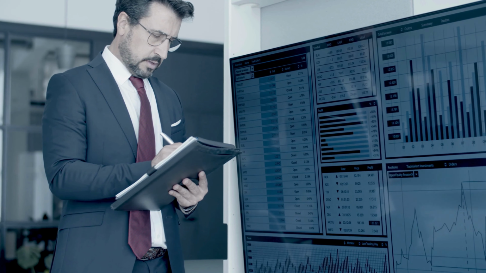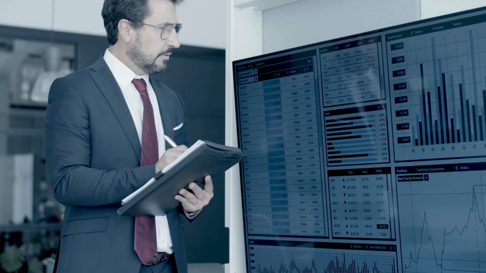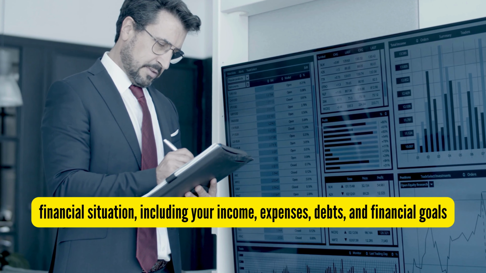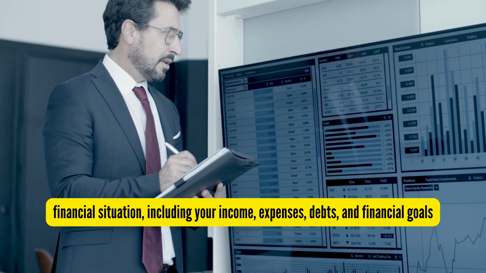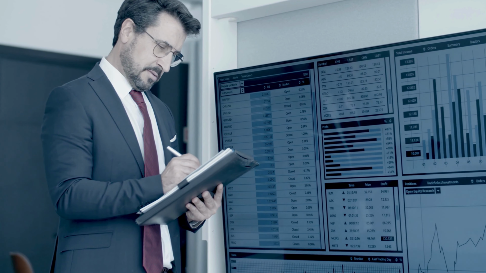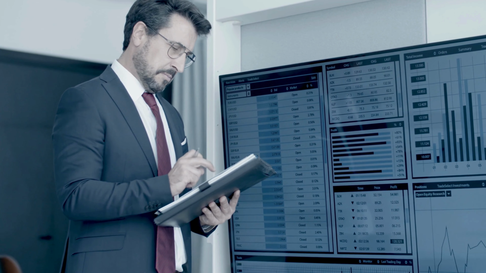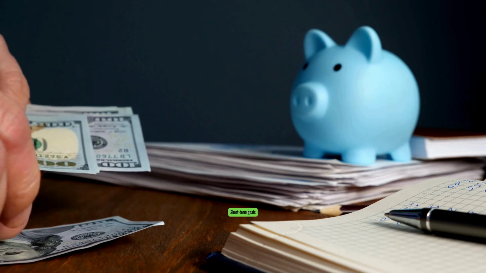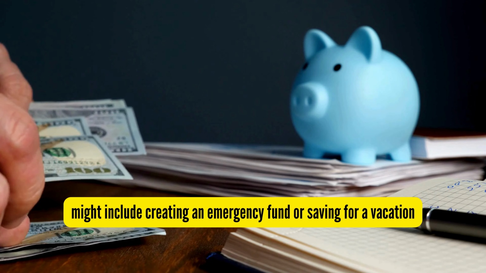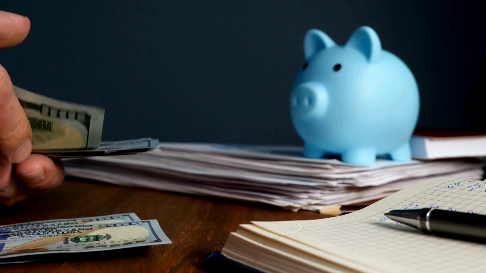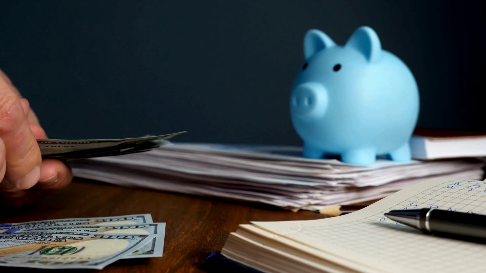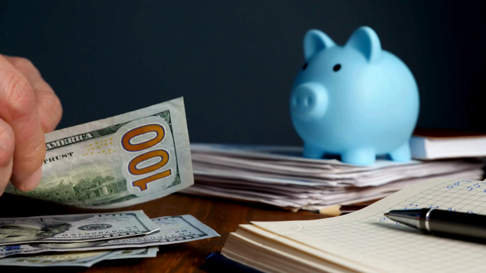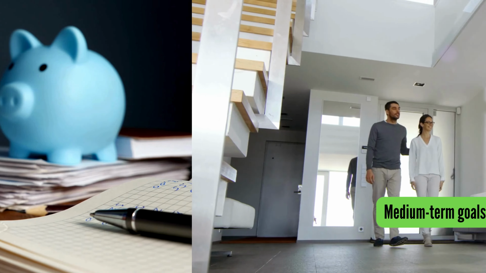Let's start with planning. Planning your investment portfolio begins with understanding your personal financial situation, including your income, expenses, debts, and financial goals. It's important to set short-term, medium-term, and long-term goals, as each will require a different investment strategy. Short-term goals might include creating an emergency fund or saving for a vacation. For these goals, it's advisable to choose less risky investments, such as savings accounts or short-term government bonds, which will provide you with easy access to your money when you need it.